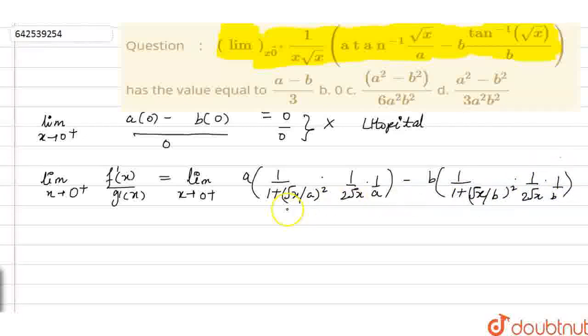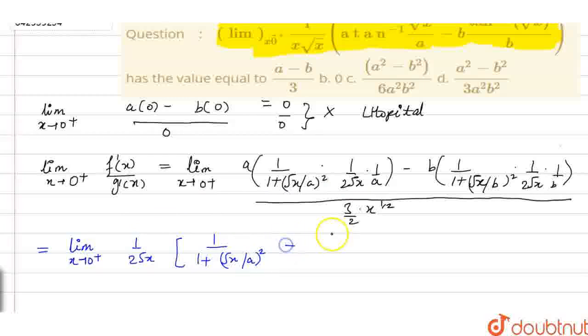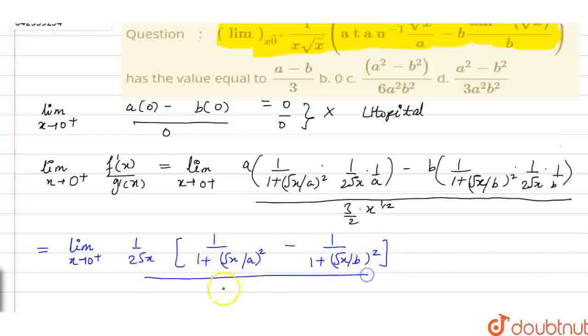So this becomes our differentiation of numerator part, and for differentiation of denominator part, differentiation of 3 by 2 x to the power 3 by 2 is 3 by 2 into x to the power 1 by 2, right? So this is the value of this expression after applying L'Hopital. Now this becomes equals to limit x tending to 0 plus, and if we take 1 upon 2 root x as common term, so this equation becomes 1 upon 1 plus root x upon a square minus 1 upon 1 plus root x upon b square, and divided by, this is 3 by 2 root x, right?